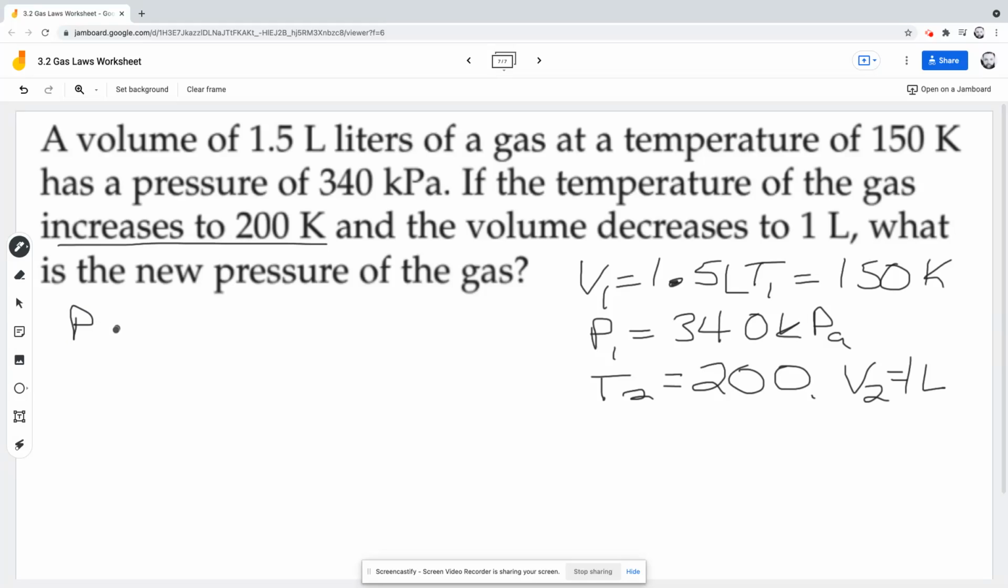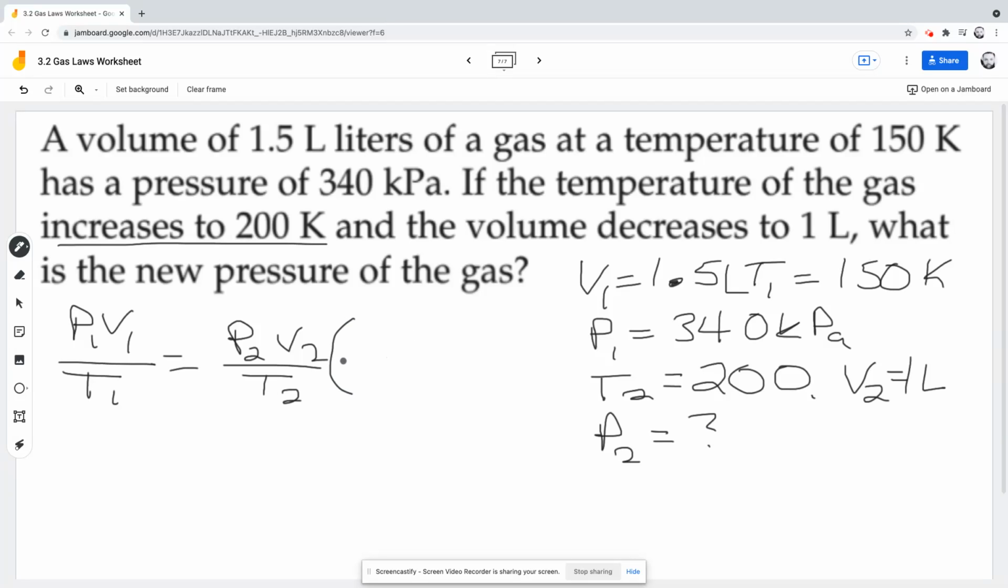We're going to say P1 V1 over T1 is equal to P2 V2 over T2. And then if I plug in my numbers here, I'm going to have, actually what I want to do is they're asking me for P2, right? We don't know what P2 is. So I'm going to solve, watch what I do.